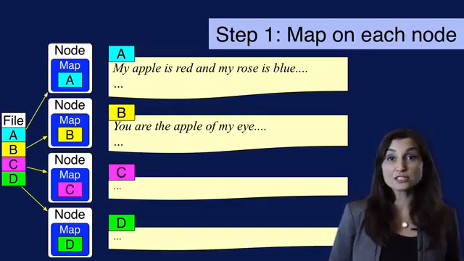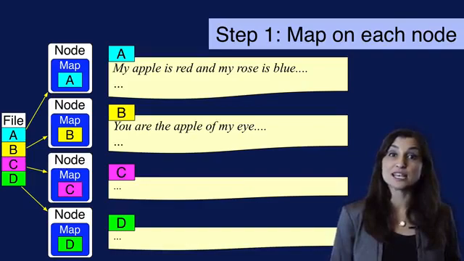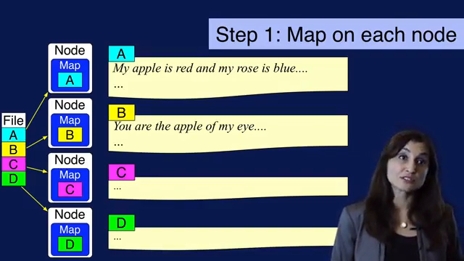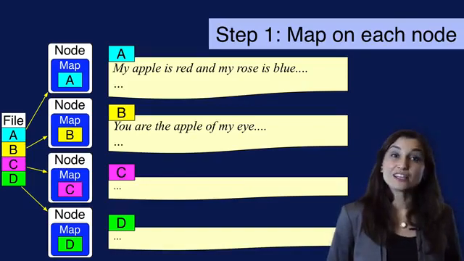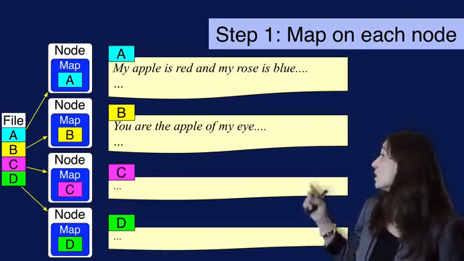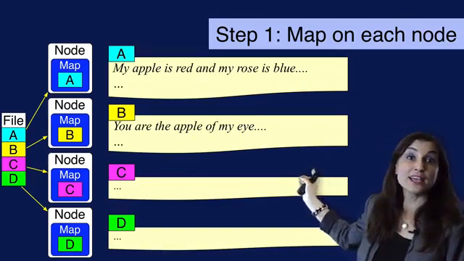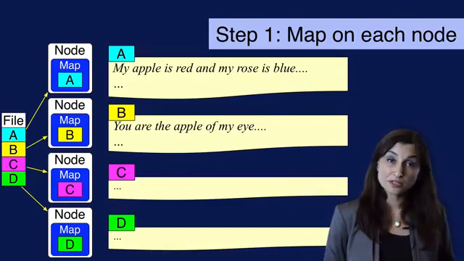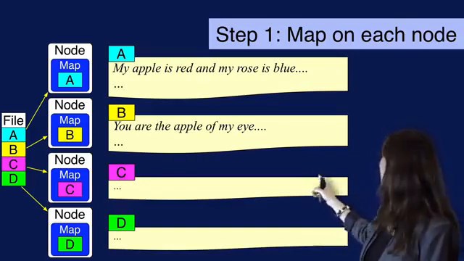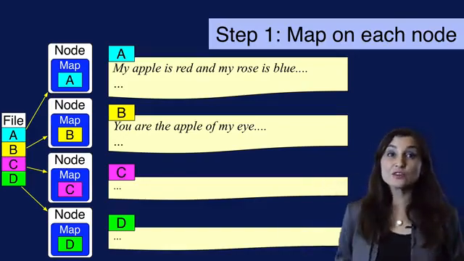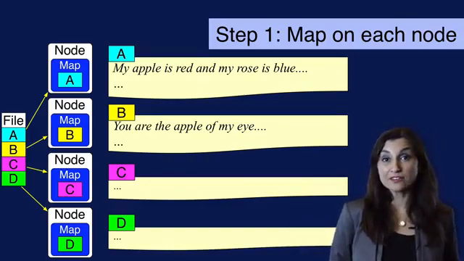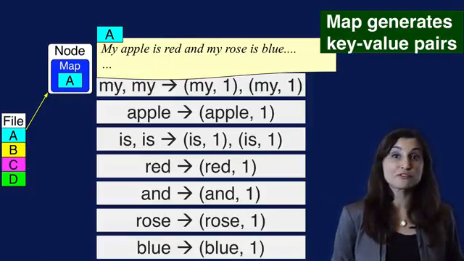Let's look at the first lines of the input partitions A and B and start counting the words. The first line in the partition on node A says, "My apple is red and my rose is blue." Similarly, the first line on partition B says, "You are the apple of my eye." Let's now see what happens in the first map node for partition A.